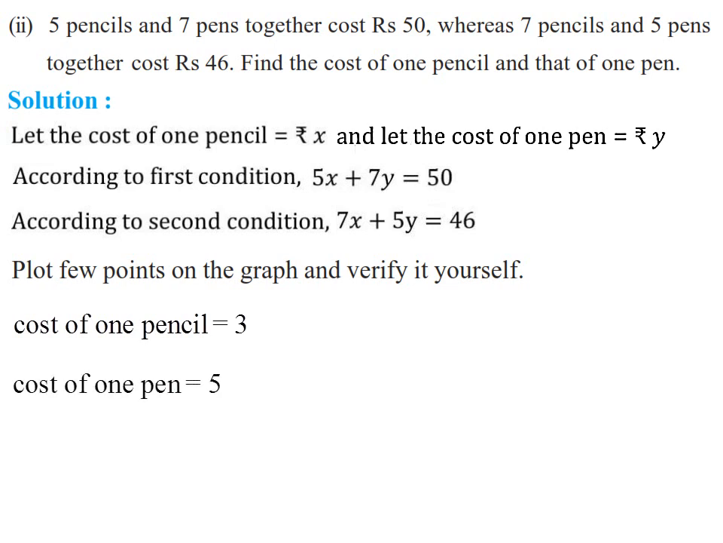5. So the cost of one pencil will be x, which is equal to 3, and the cost of one pen is y, which is equal to 5. So your point of intersection will be 3, 5. So this graph you have to draw by yourself and verify these answers. Now moving towards the second question of the exercise.